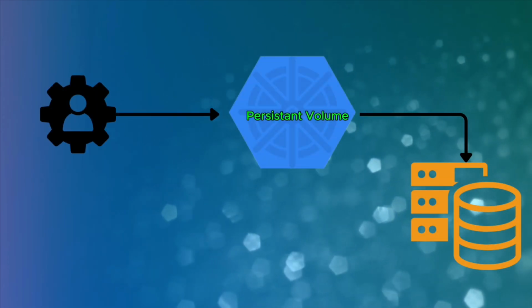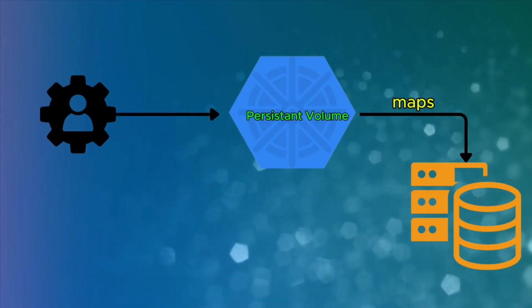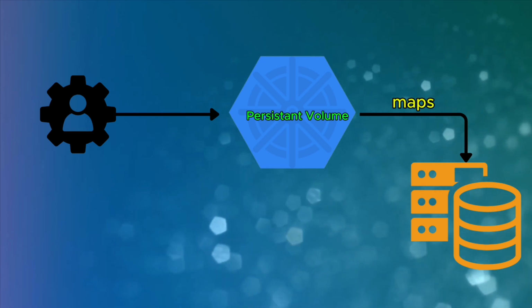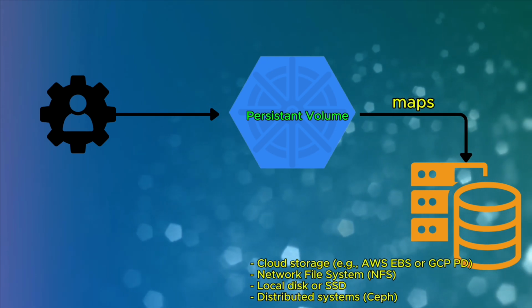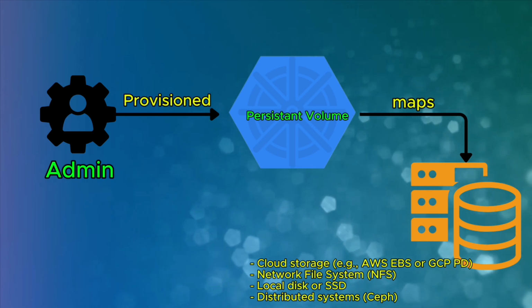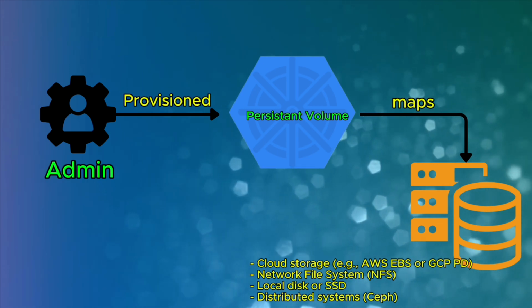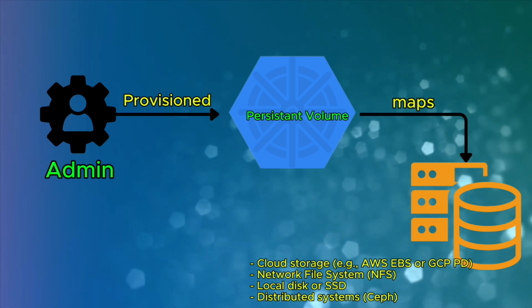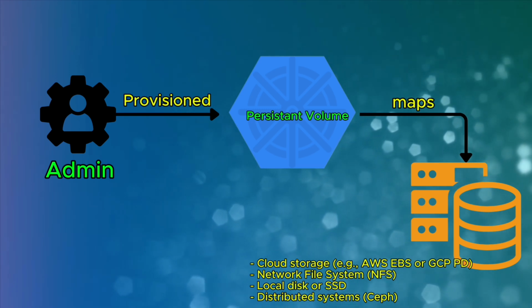A persistent volume, or PV, maps to a physical storage and is managed by Kubernetes. A PV is available to any pod in the cluster. It is provisioned by the administrator manually or dynamically through a storage class.